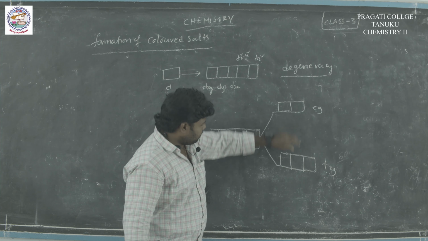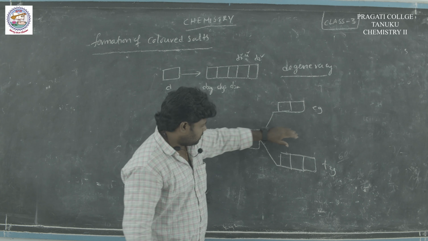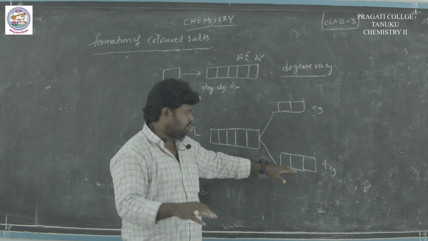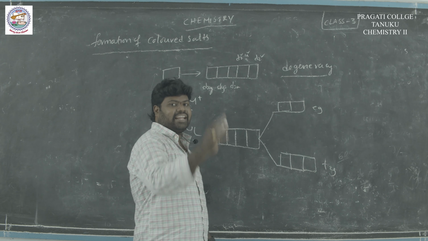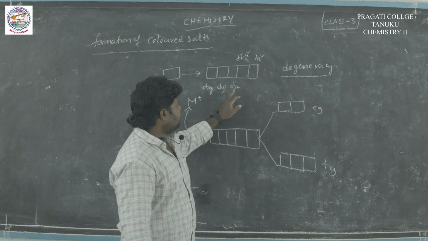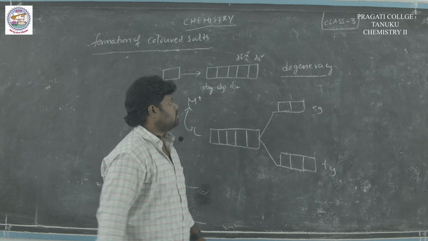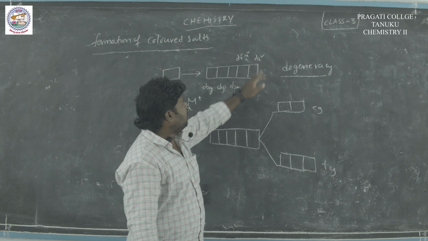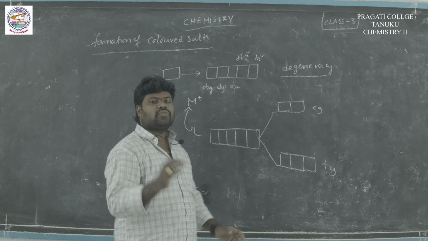These are all d orbitals, but in these 2 sets, the 3 orbitals have one type of energy, the lower energy, and the 2 orbitals have the higher energy. The 3 orbitals are dxy, dyz, dzx, which lie in between the axes. The other 2 orbitals are dx square minus y square and dz square, which lie on the axes.